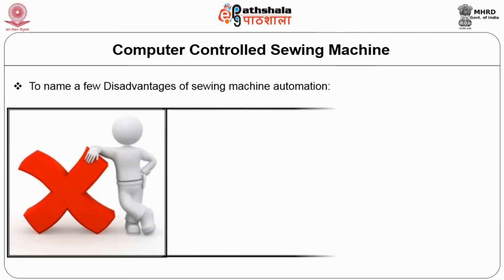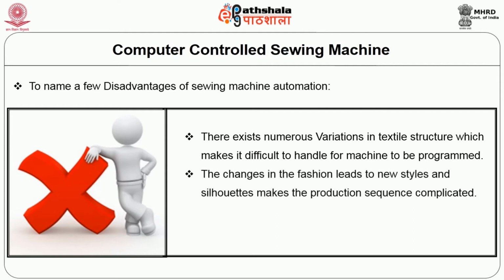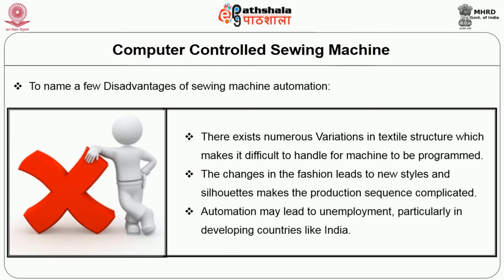To name a few disadvantages of sewing machine automation, there exist numerous variations in textile structure which make it difficult to handle for the machine and also for programming for various textures. The changes in fashion lead to newer styles day in and day out, and the silhouettes make the production sequence complicated. Automation may lead to unemployment, particularly in developing countries like India. This may be a disadvantage.